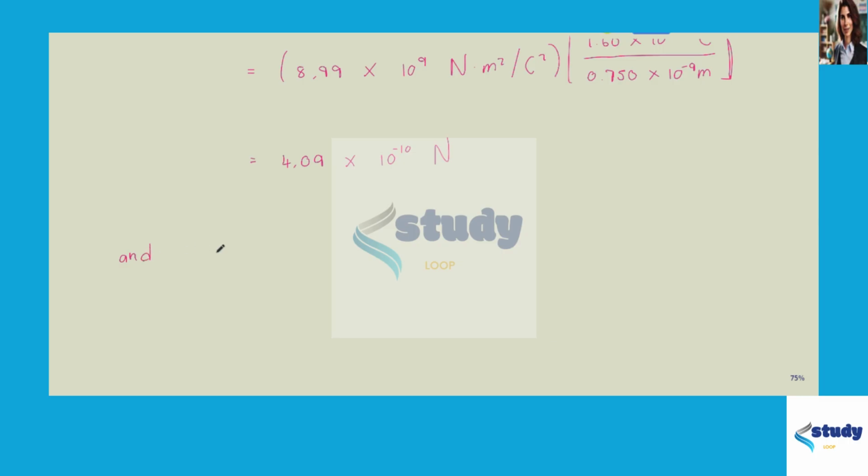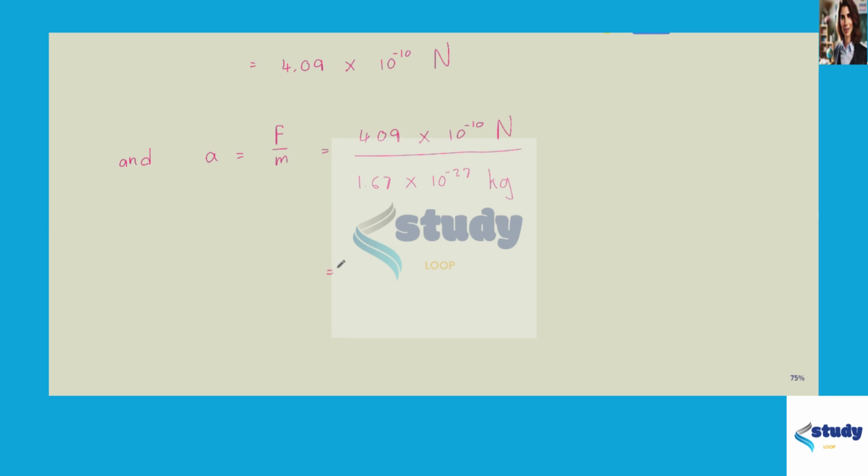And from Newton's second law, we know the acceleration a is equal to the resultant force divided by the mass. And so the acceleration of each proton is the force on each proton, 4.09 times 10 to the minus 10 newtons, over the mass of each proton, 1.67 times 10 to the minus 27 kg, which gives us the maximum acceleration when the two protons are at their closest approach of 2.45 times 10 to the power 17 meters per second squared.